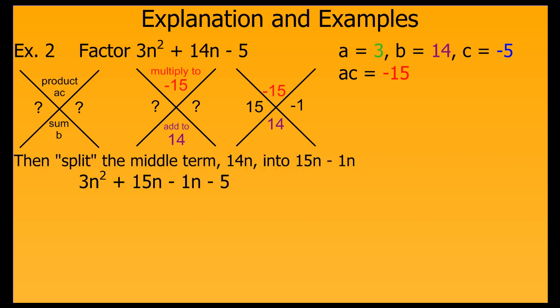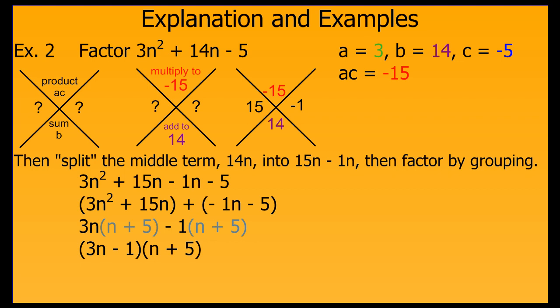So now I split my middle term, 14n, into 15n and negative 1n. Then I factor by grouping. I group 3n² and 15n together, which have a GCF of 3n. And I group negative 1n and negative 5 together, which have a GCF of negative 1. Notice how we made an addition and then put the negative 1 inside the parentheses. This makes it easier when that term is negative.